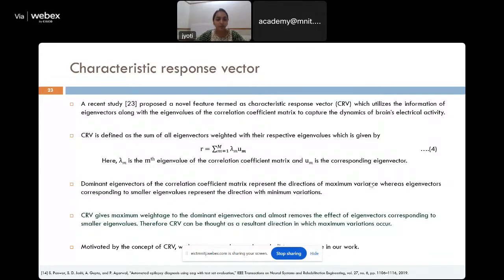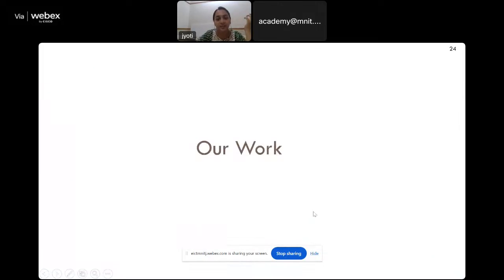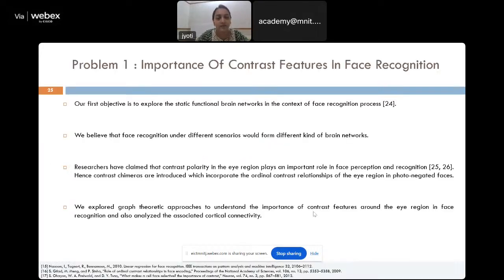Sure. Okay. So the limitation of this CRV is that the maximum weightage is given to the dominant eigenvector. In order to remove these limitations, we have done certain work. Now we will see what contribution we have made further. The first is the importance of the contrast feature. There are different applications, which I'll be briefing here.